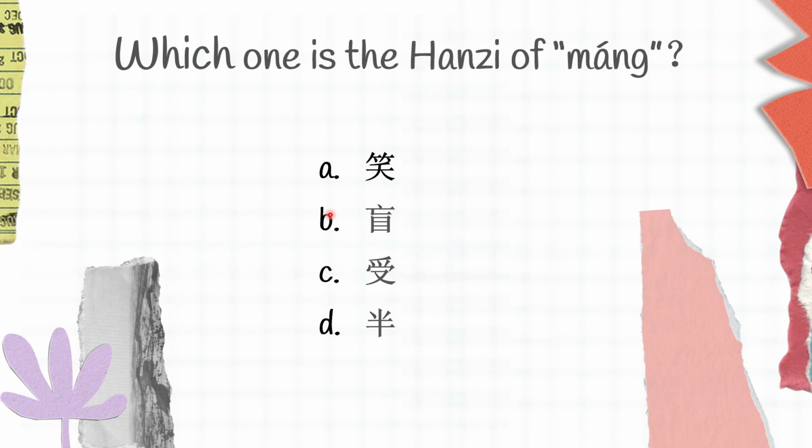So we have one more question here. Which one is the hands of 忙? Which one do you think is the correct one, guys? A is 笑, B is 忙, C is 瘦, D is 半, and B is the correct answer for this question.